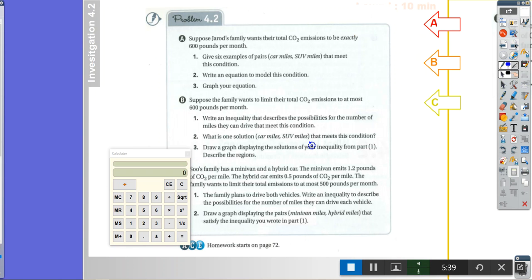So then, here we go. Suppose Vince's family wants to be at exactly 600 pounds. Give 6 pairs. That's what we started to do. Write an equation for that model. Graph your equation.